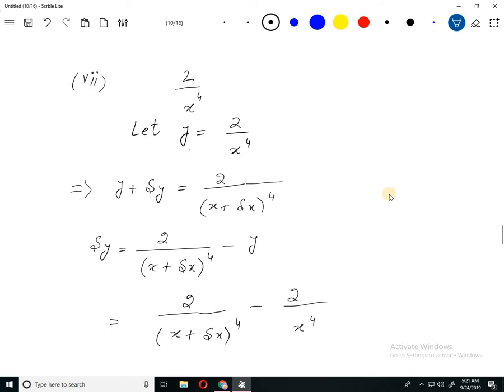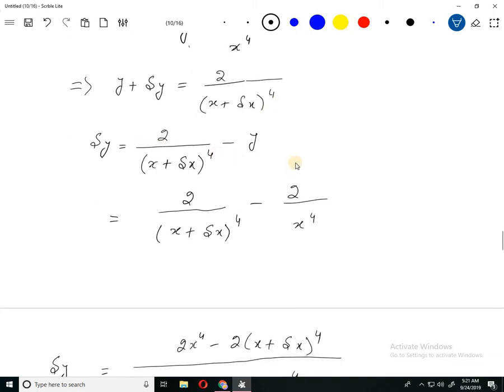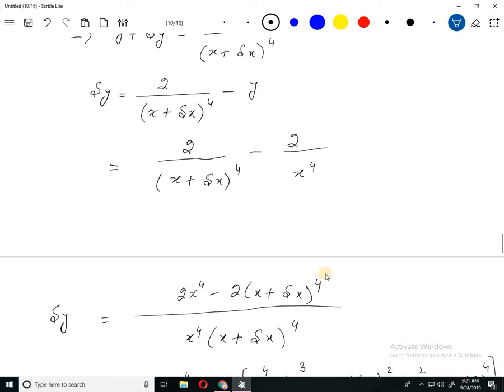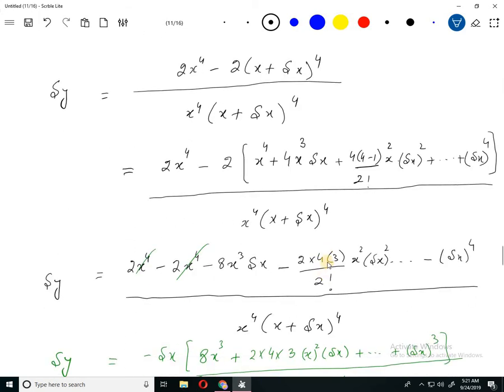Again, the same technique is applied here. I've let this whole thing be y, and I've taken increment on both sides. y plus delta y equals 2 over (x plus delta x) whole power 4. So delta y becomes this. Now I can replace the value of y, and I can take the LCM as well. Here I have used the binomial theorem, and I have written 1, 2, 3 terms and then dot dot dot the last term.